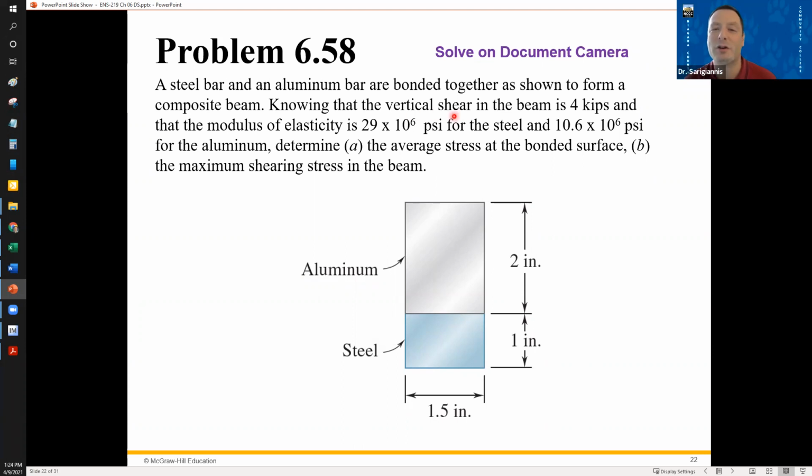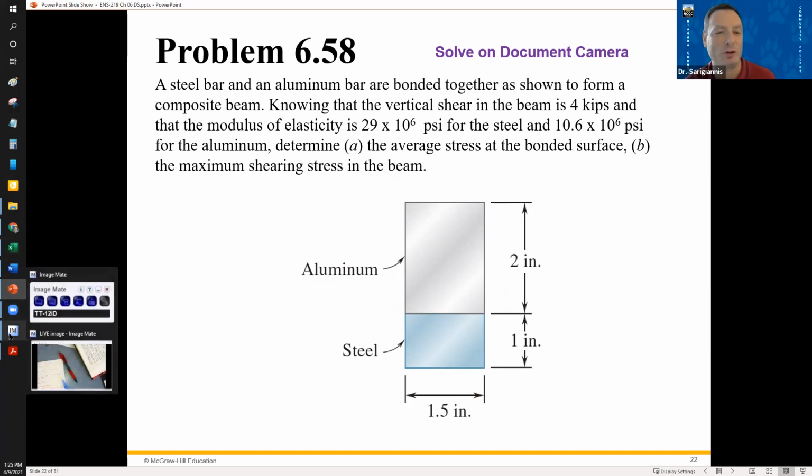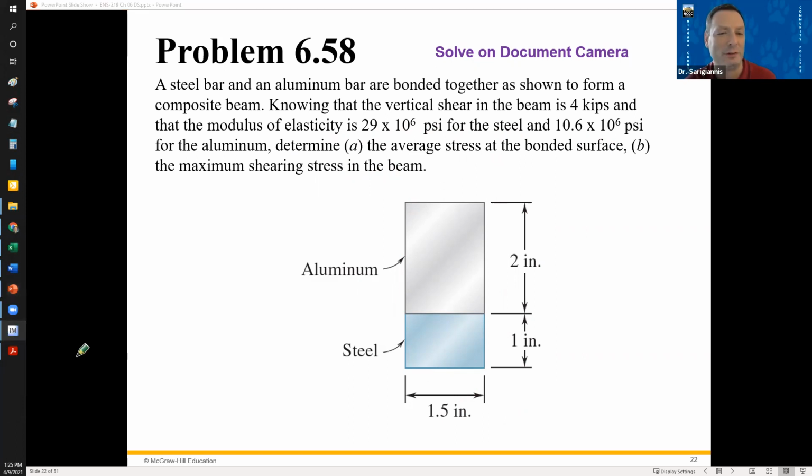So you know that the vertical shear in the beam is 4 kips. And the modulus of elasticity, they give you that for steel and for aluminum: 29 times 10 to the 6 for steel and 10.6 times 10 to the 6 for aluminum. Determine A, the average stress at the bonded surface, and B, the maximum shearing stress in the beam. It's again a fairly simple beam, 3 inches tall by 1.5 inches wide. But it's two different materials, and we're interested in the shear stress along that bonded surface.